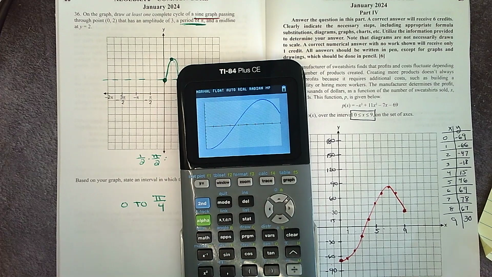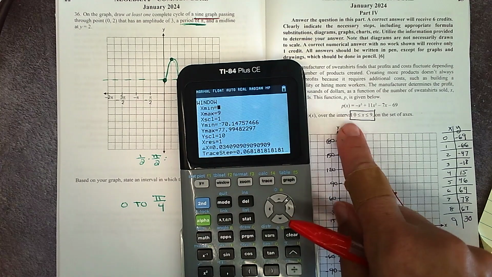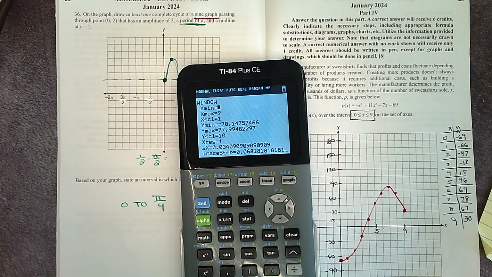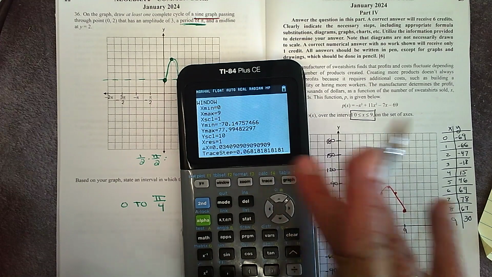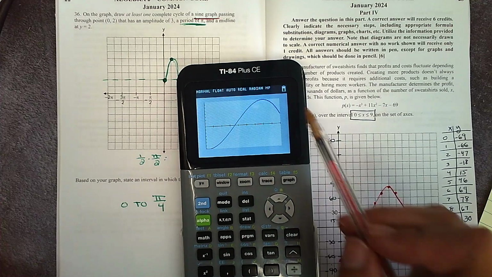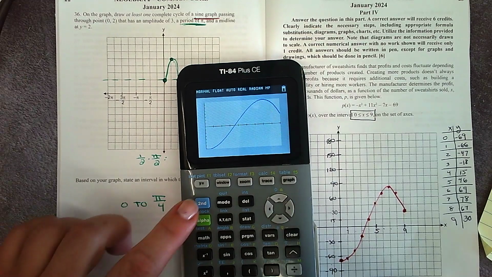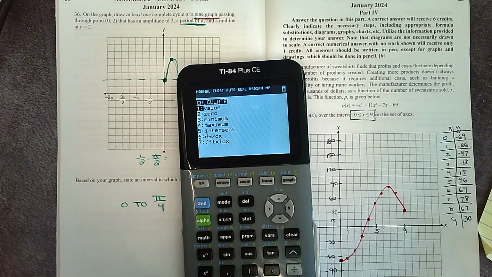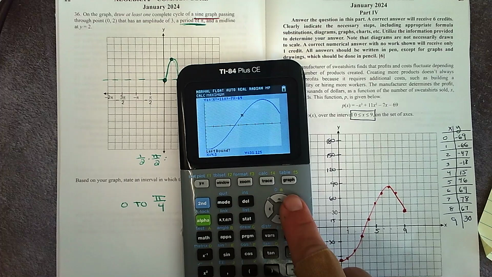So again, I went to y equals. That's the equation we typed in. Okay, I typed in the equation. And then I went to window and used the interval they gave us, 0 to 9. I hit zoom fit. Okay. Go back to what it made, and now I want to find the maximum. So you're going to hit second trace, go to 4 for maximum.